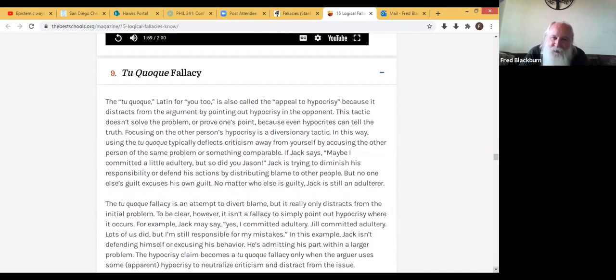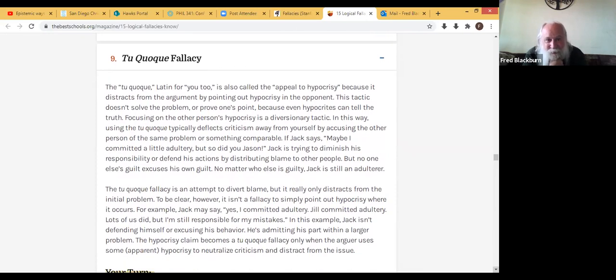Oh man, we've been seeing this one a lot. I didn't realize there was a fancy name for it. I don't even know how to pronounce this one, sorry. Tu quoque, Latin for you too, is also called the appeal to hypocrisy because it distracts from the argument by pointing out hypocrisy in the opponent. This tactic doesn't solve the problem or prove one's point because even hypocrites can tell the truth. Focusing on the other person's hypocrisy is a diversionary tactic. In this way, using the you too typically deflects criticism away from yourself by accusing the other person of the same problem or something comparable.